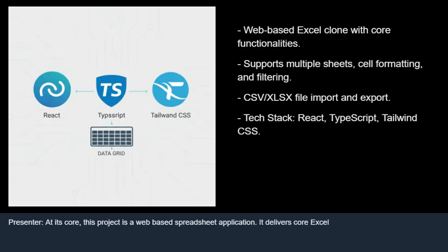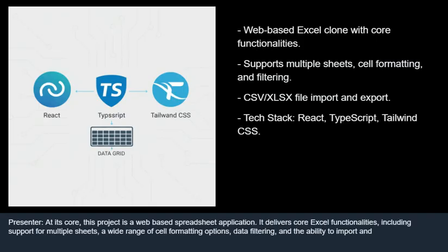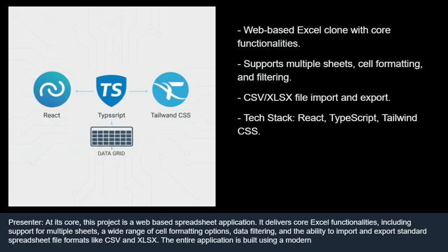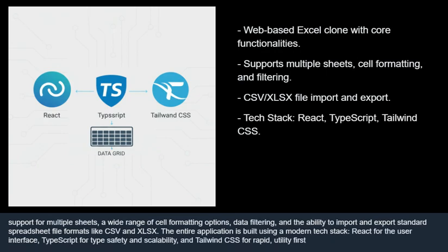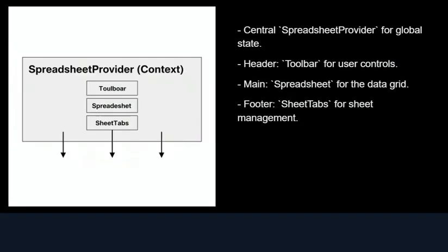At its core, this project is a web-based spreadsheet application. It delivers core Excel functionalities, including support for multiple sheets, a wide range of cell formatting options, data filtering, and the ability to import and export standard spreadsheet file formats like CSV and XLSX. The entire application is built using a modern tech stack: React for the user interface, TypeScript for type safety and scalability, and Tailwind CSS for rapid, utility-first styling.